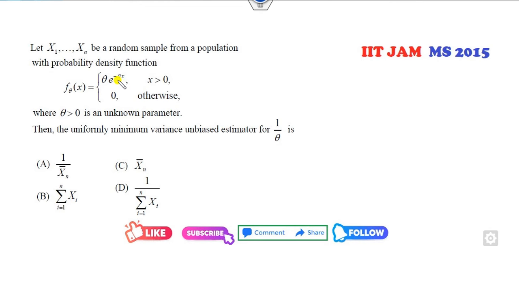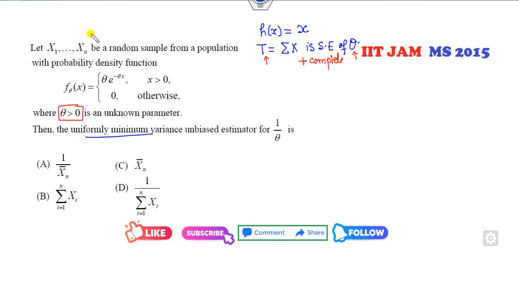Now again you can see it's an exponential distribution. What is my h(x)? h(x) is x. So what is the sufficient estimator? Summation of x is my sufficient estimator of theta. Again there is only one parameter and this is also one parameter, so we can say this is complete as well. Moreover, you can see the range given to you is from 0 to infinity, which is an open interval. So yes, it's complete as well.